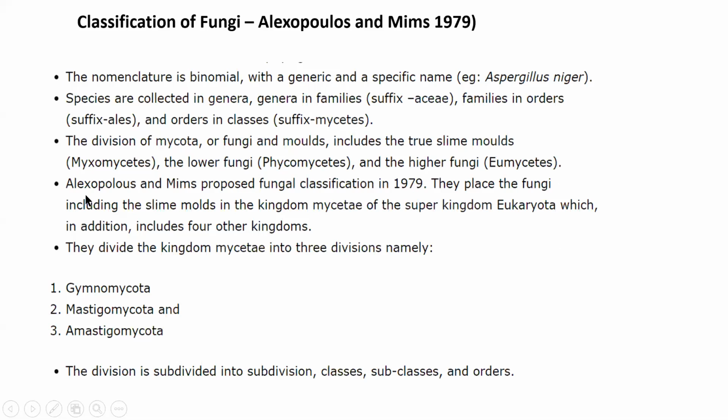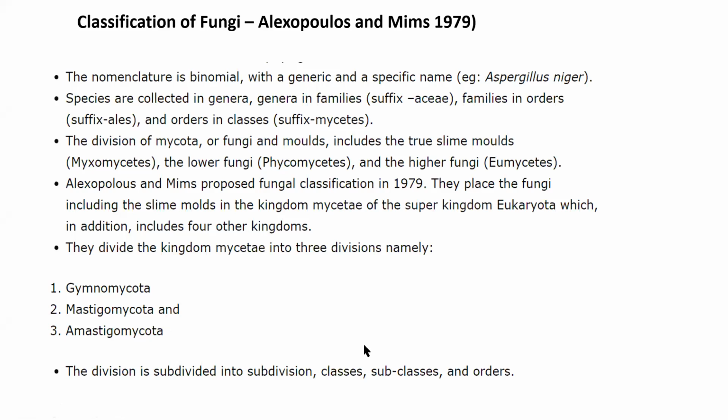So in this case, we are following Alexopoulos and Mims classification. They placed the whole fungi, including the slime molds, in the kingdom Mycetae. This Mycetae is divided into three divisions: Gymnomycota, Mastigomycota, and Amastigomycota. Each division is divided into subdivisions, classes, subclasses, orders, and families.